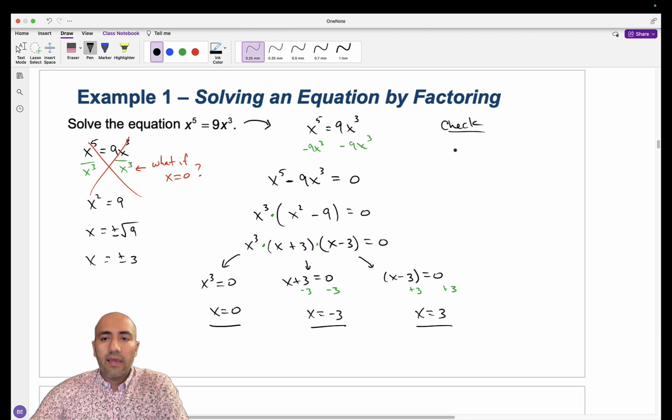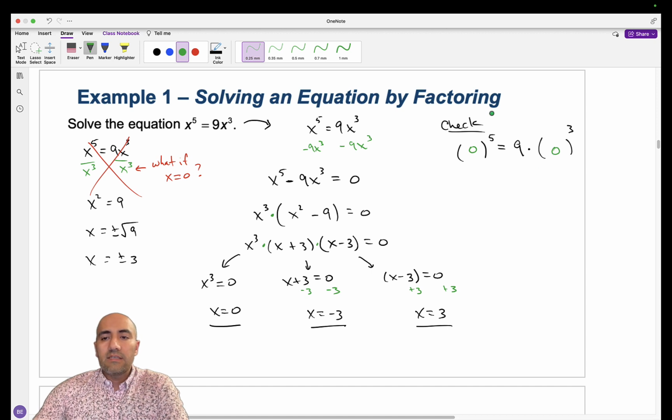Check: blank to the fifth power equals 9 times blank to the third power. Well, the first one's really easy, because if we replace x with a 0 there and a 0 there, 0 to the fifth power is 0, and 0 to the third power is 0. 0 times 9 is 0. So we do get a true statement when x equals 0.